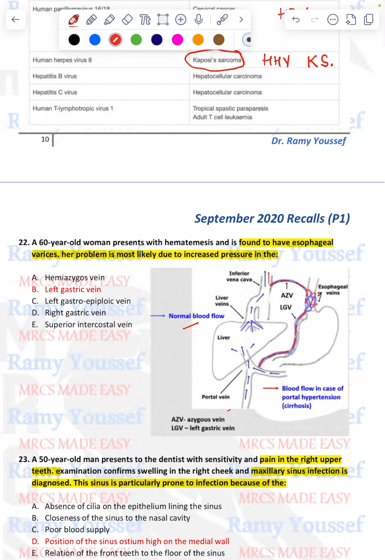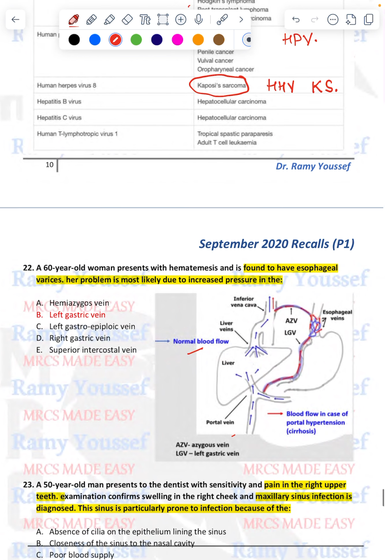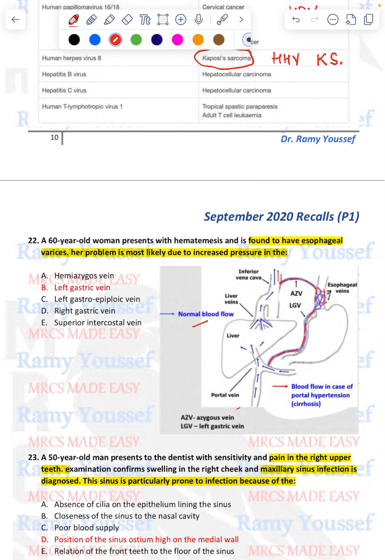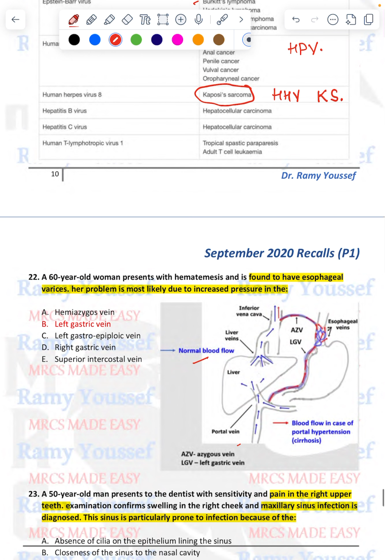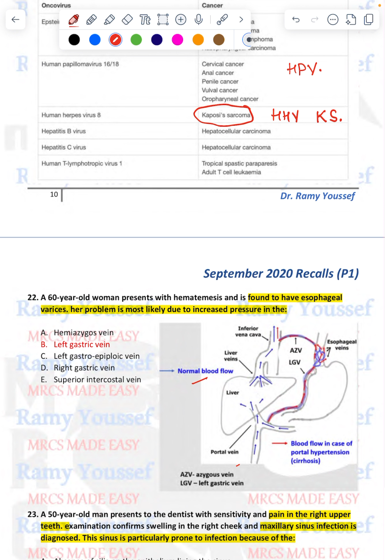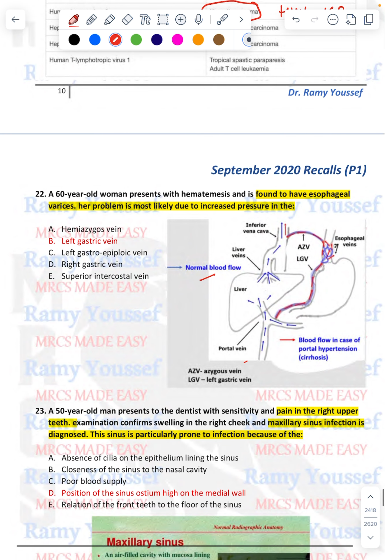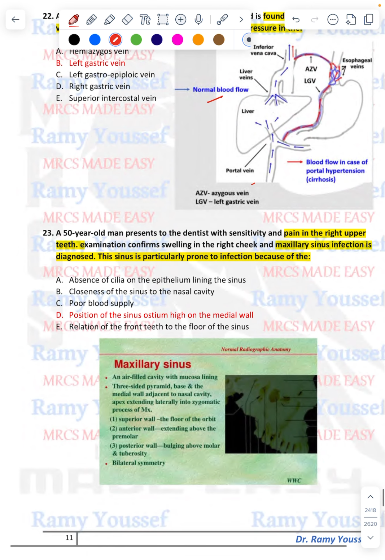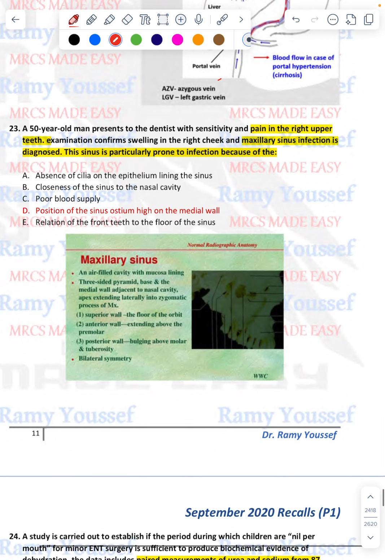A 50-year-old man presents to the dentist with pain and sensitivity in the right teeth. Exam shows swelling in the right cheek, and a maxillary sinus infection is diagnosed. The sinus is particularly prone to infection because the level of the ostium is above, in the middle meatus. That is the reason.